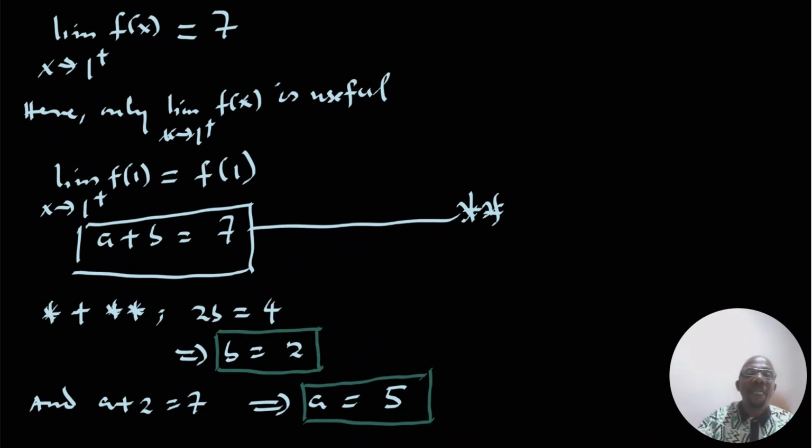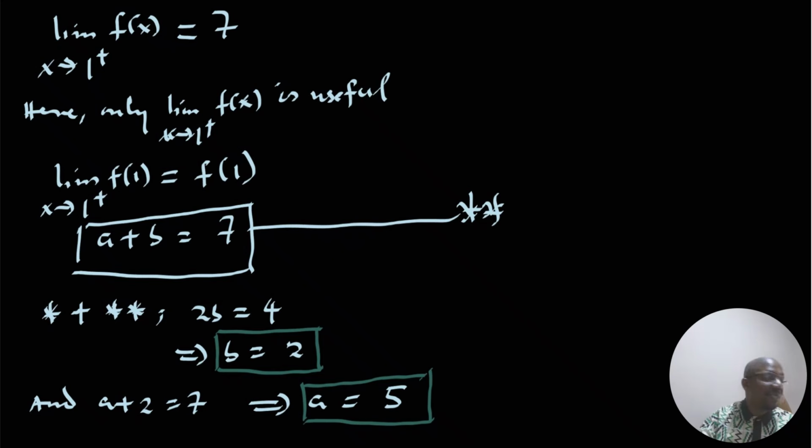Now it is useful here. That's why we have this a plus b equals 7. And then adding the two equations, b equals 2. And substituting, we have a equal to 5. That is what we are talking about when we are asked to find a and b.